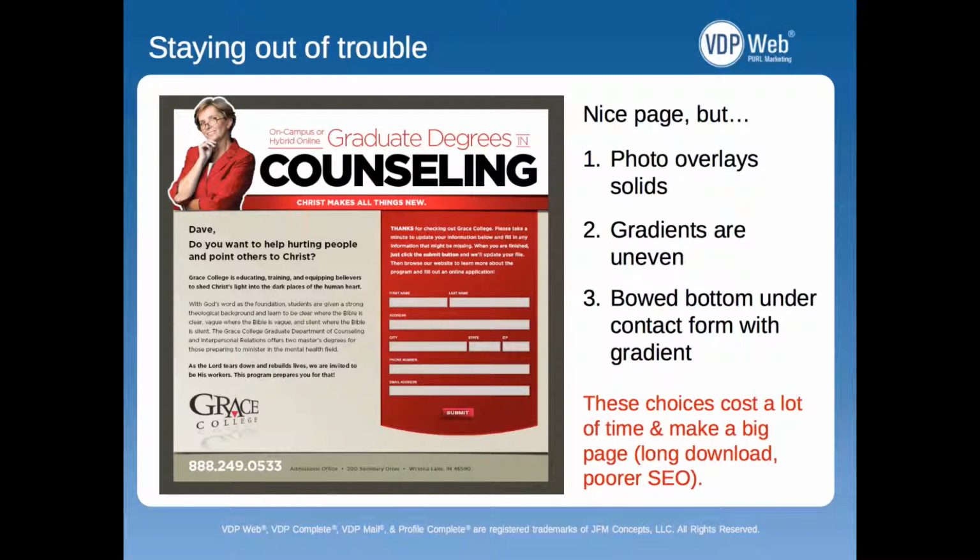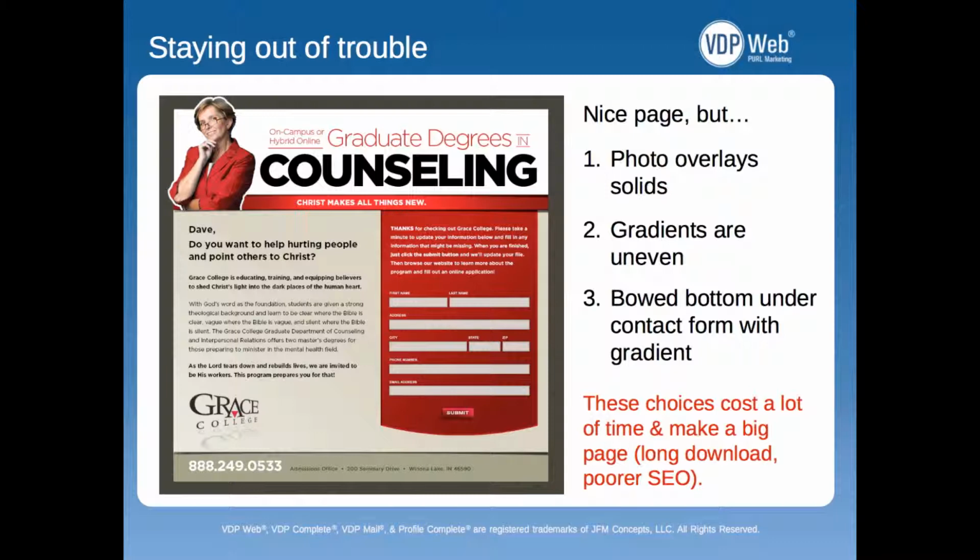And JPEGs just can't really fade into a solid color unless you do use a very big PNG file. I'd like to avoid that. So gradients are uneven. I'll zoom in on this, but you can see on the top bar a little bit here that the gradient basically is not a flat gradient. It kind of grows as it goes across the page from right to left and left to right, kind of bows. And that's that bow at the bottom under the contact form.